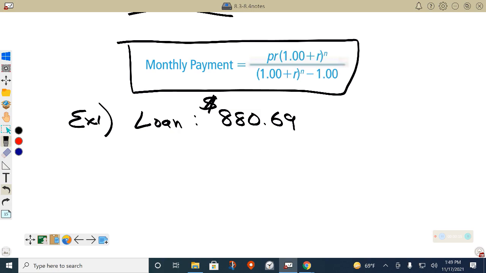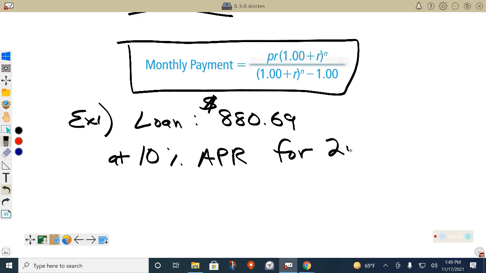But T-Mobile is going to charge Dougie, they're going to charge Doug 10% at 10% APR for 2 years. They want Doug to pay his iPhone off in 2 years. Go ahead and write that down.